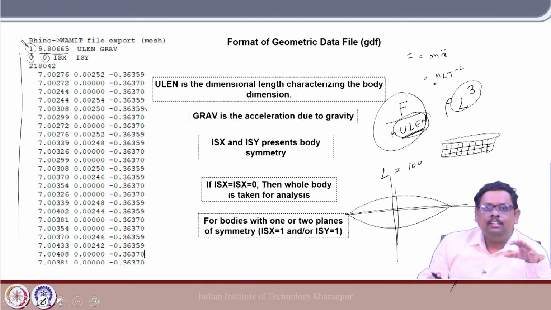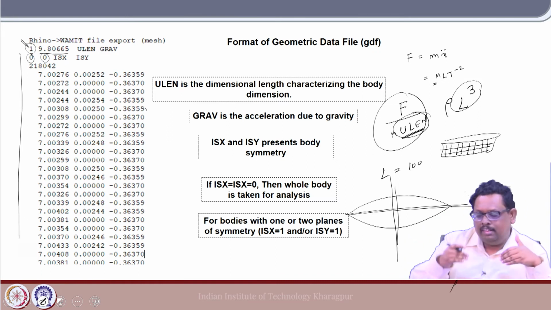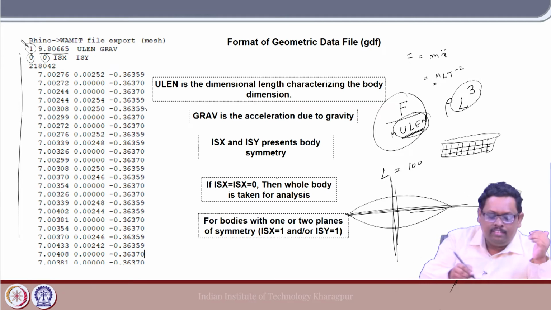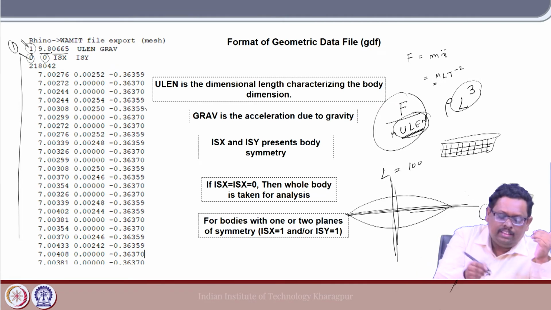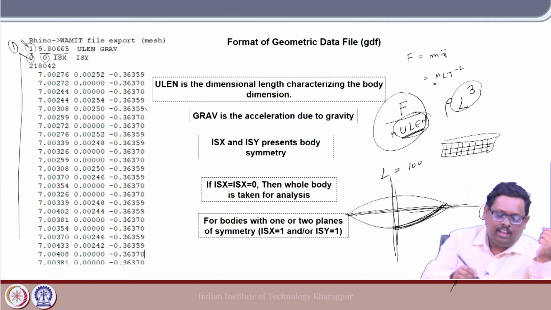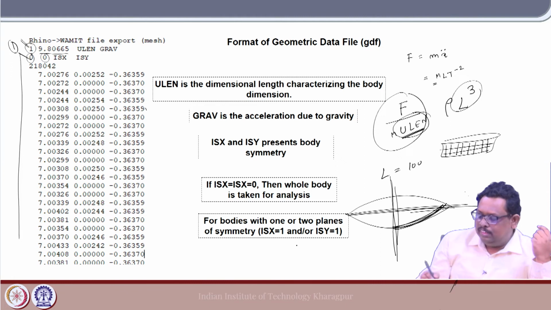However, if you use the symmetricity, then you can use 1 and you can put the half, let us say if it is about this axis and not this. So, about this axis you can put 1 and keep the other value as 0. And if it is symmetric in both directions, then you only need to give 1/4 of the geometry and define both as 1. So, if you use one symmetry, then use ISX equal to 1 and ISY equal to 0, or otherwise.